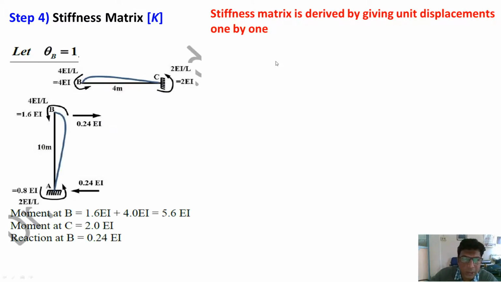So, stiffness matrix. First, since our unknowns are three, theta B, theta C and delta, the first unit displacement figure is: let theta B equal to 1. Okay, give the unit positive rotation at point B. We know that we are always giving rotation in positive direction. Positive rotation is anti-clockwise. Okay, this is positive.